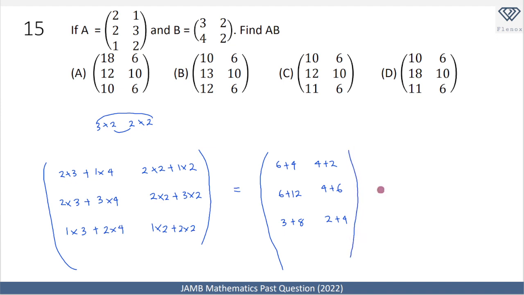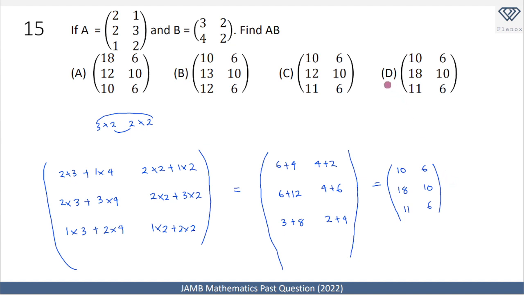So now we have that. So when we simplify this, which is the final step, we have, what is 6 plus 4? We have 10. 4 plus 2, 6. 6 plus 12, 18. 4 plus 6, 10. 8 plus 3, 11. And 2 plus 4, 6. So this means that the correct option is what?